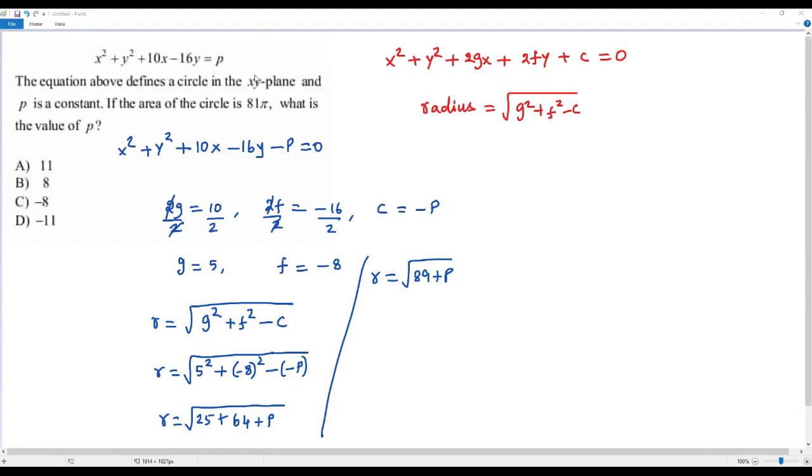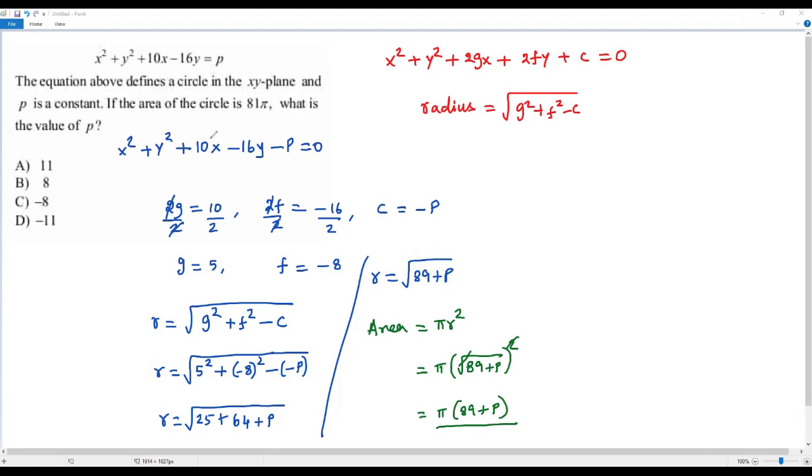Now we can find the area of the given circle. We can use the formula πr². Here π times the radius r, that is the square root of 89 + p, so we plug that in for r and get π times (√(89 + p))². The square root and square cancel out, then I'm getting π times (89 + p). Here I got the area of the given circle, that is π(89 + p).